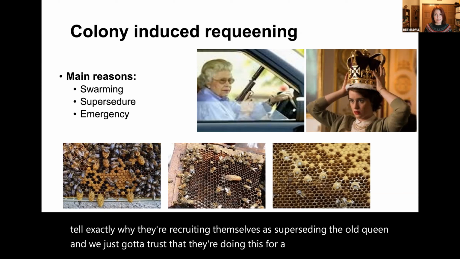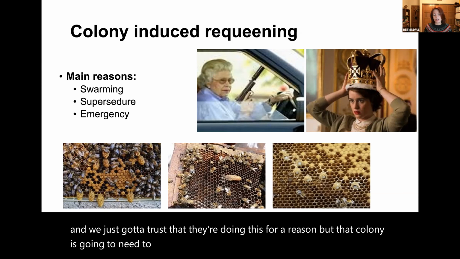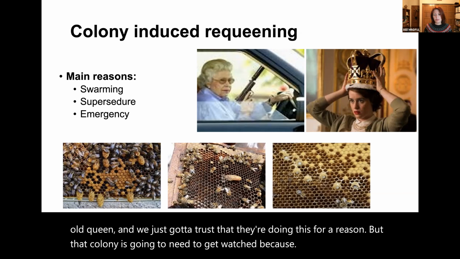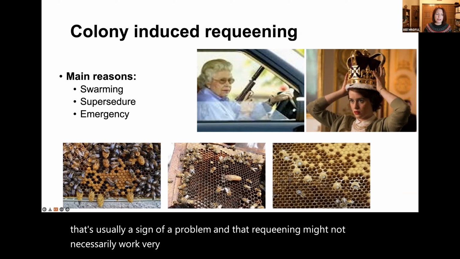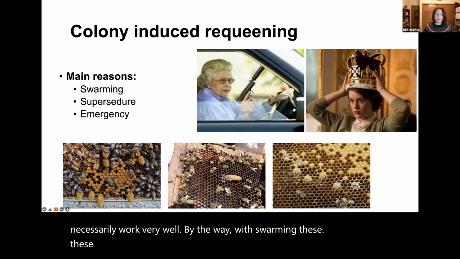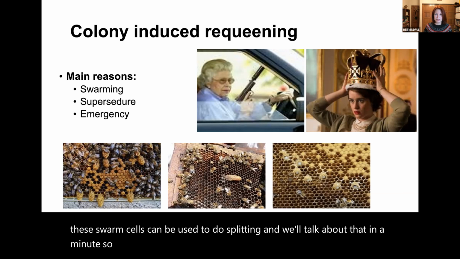But that colony is going to need to get watched, because that's usually a sign of a problem, and that requeening might not necessarily work very well. By the way, with swarming, these swarm cells can be used to do splitting, and we'll talk about that in a minute. So that's also why I wanted to mention the principles of swarm cells.